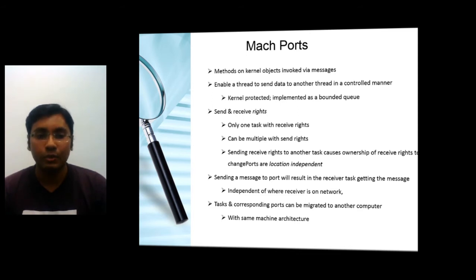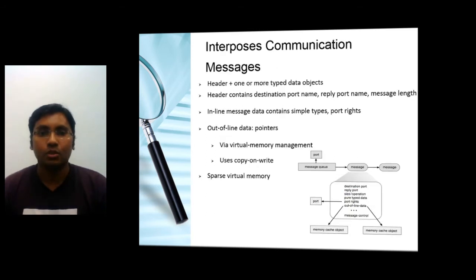Also over here we can see that sending a message to a port will result in the receiver task getting the message, and its task and corresponding port can be migrated to another computer with the same machine architecture. And in interface communication messages, there is a defined header plus one or more typed data objects added after the header. In the header content, the destination port name, reply port name, and message name are added. In the inline message data content, simple types and port rights.